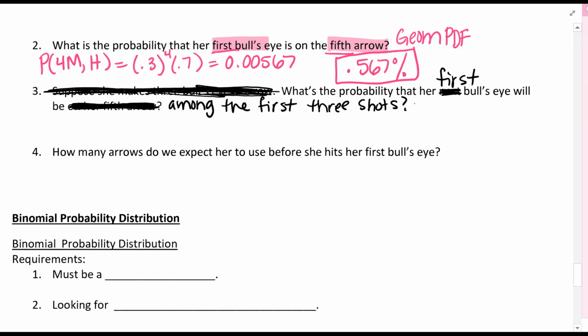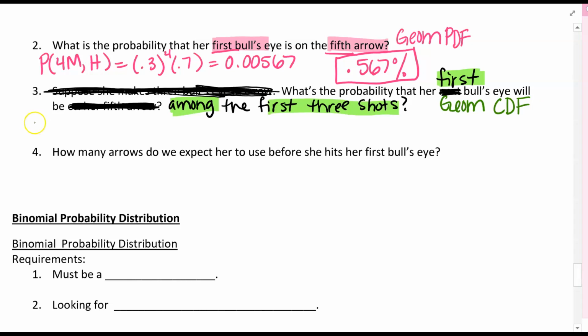Okay, so that means she can make it on the first shot, she can make it on the second, and she can make it on the third. These are my 3 options. So notice I have 3 values this time, so this is a CDF. It's cumulative because I have a range of values. Because of the first success, this tells you that this is a geometric. And because this is among the first 3 shots, that's a range of values. So that tells you that this is a CDF example. It's a range of values.